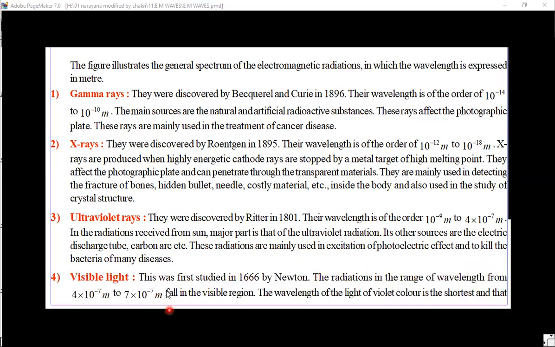Next one, visible light. This was first studied in 1666 by Newton. Radiations in the range of wavelength from 4 × 10⁻⁷ meter to 7 × 10⁻⁷ meter fall in the visible region. The wavelength of the light of violet color is the shortest. First of all, note down this remaining part, we will see ahead.